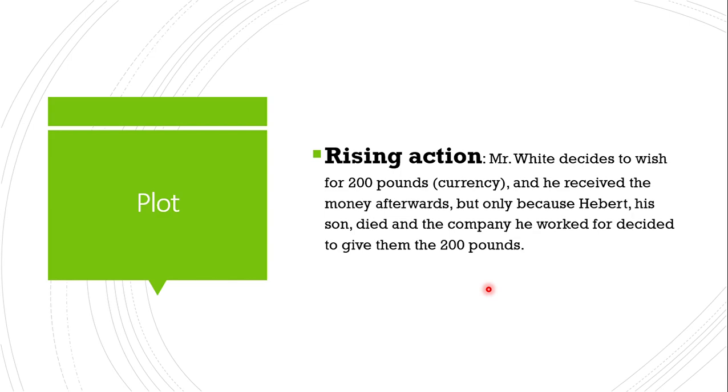So what happened? Okay, Herbert worked in a company and he had a very bad accident and he died. So the company decided to give the family money because of this situation. So they received the money, but because his son died.